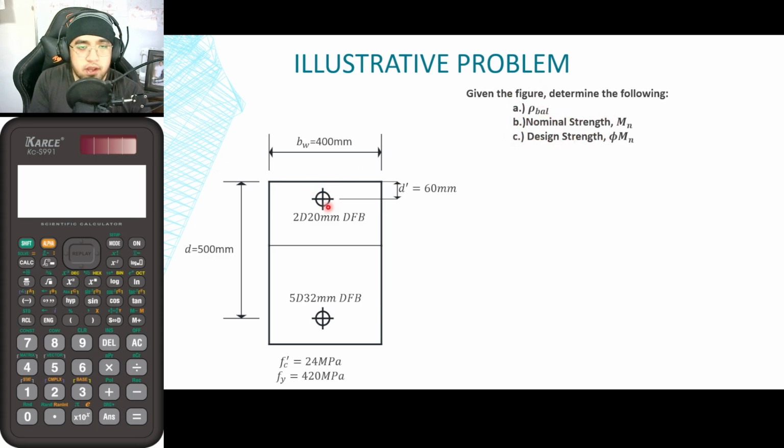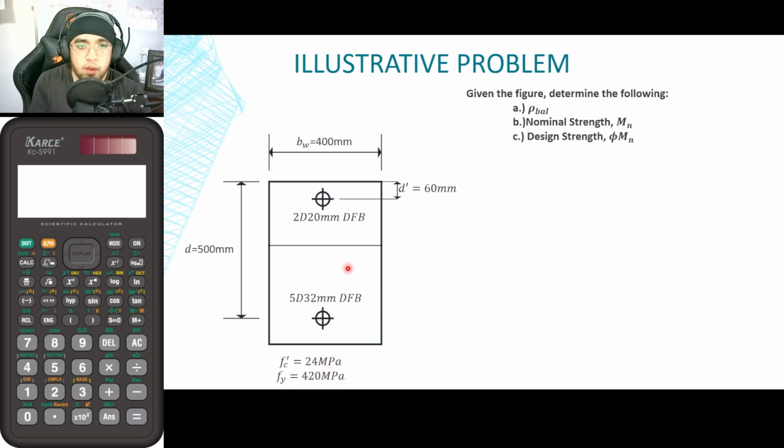In this particular figure, we have a breadth of 400 mm and an effective depth of 500 mm. Take note that this is already the effective depth, meaning it is measured from the top compression fiber up until the centroid of our tension bars. In this problem, we have tension bars and we also have compression bars. The concrete strength is 24 megapascals and the steel strength is 420 megapascals.